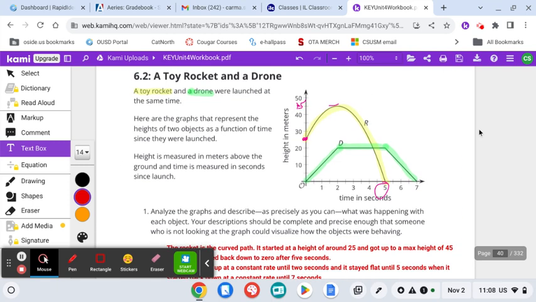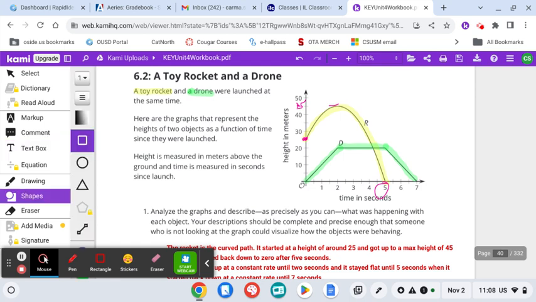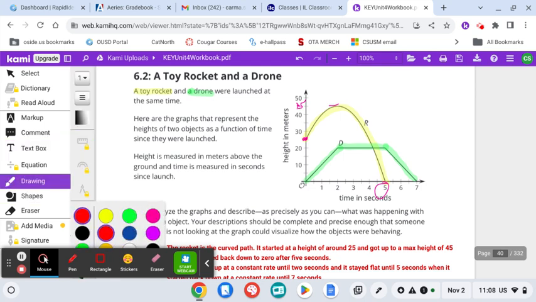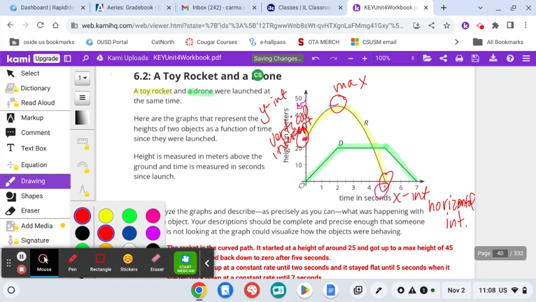And so this is where we go back to this picture and start marking things up that are important features, like the starting point of the rocket, the max height of the rocket. The starting point, by the way, is called the vertical intercept, and also known as the y-intercept. Down here, the ending point is the x-intercept, also known as the horizontal intercept.